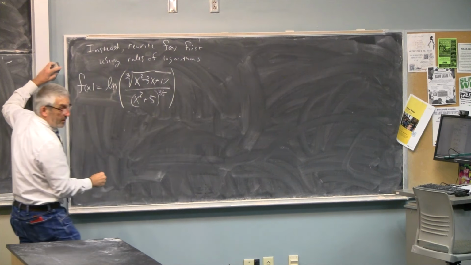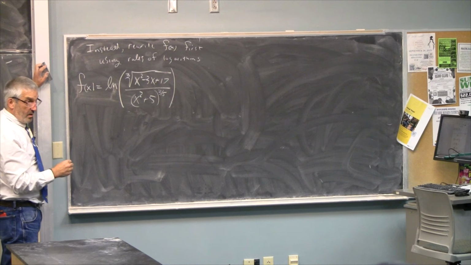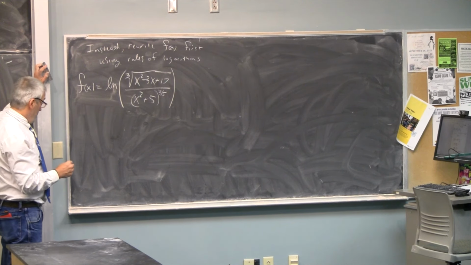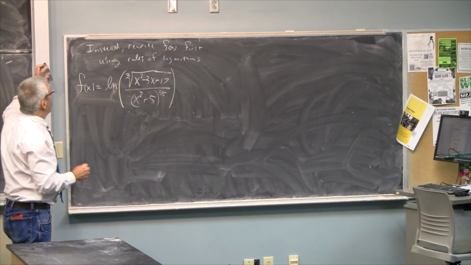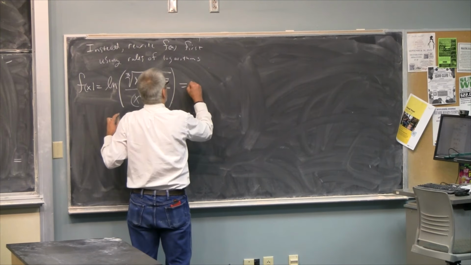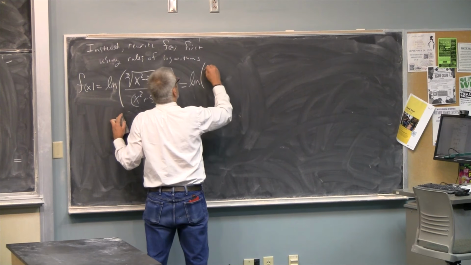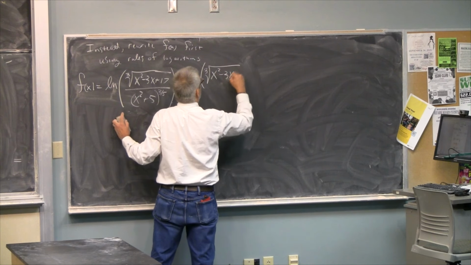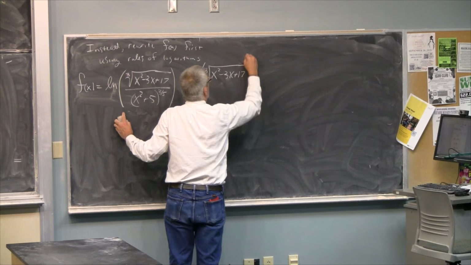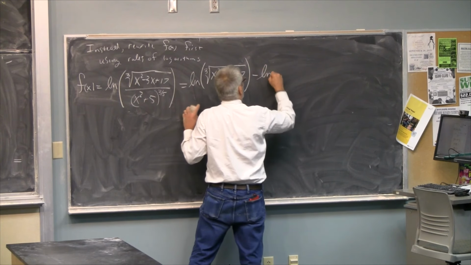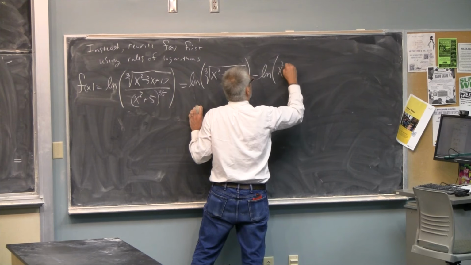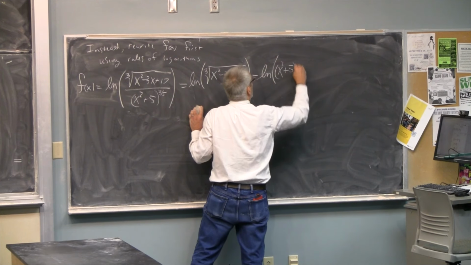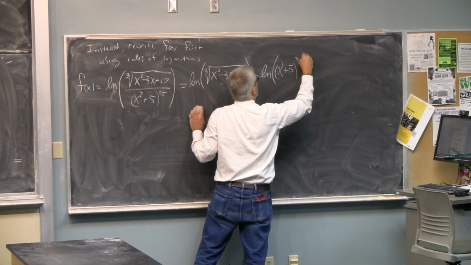So Emily, you want to help me out here? What do we do first? It'd be like ln of the numerator minus ln of the denominator. Fantastic. So here we do ln of the numerator, just what Emily said, ln of x squared minus 3x plus 17 minus ln of the denominator, x squared plus 5 to the 3/5.